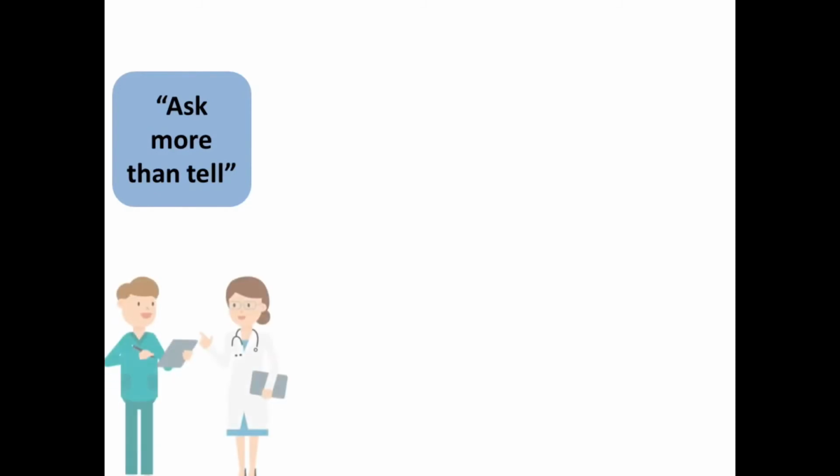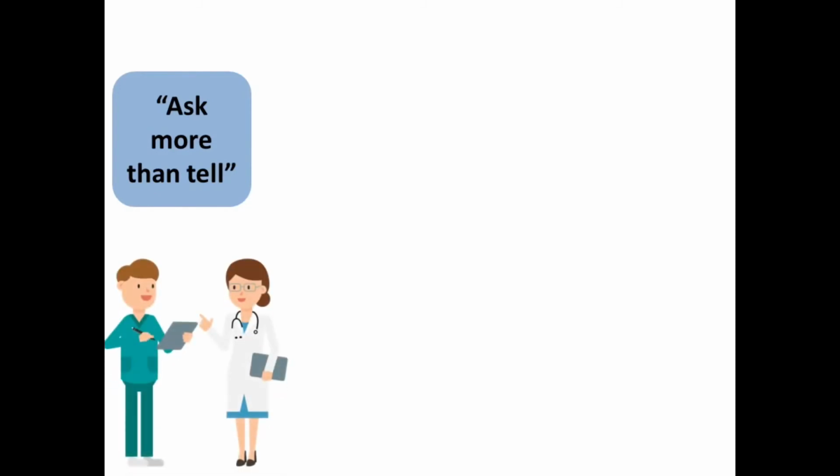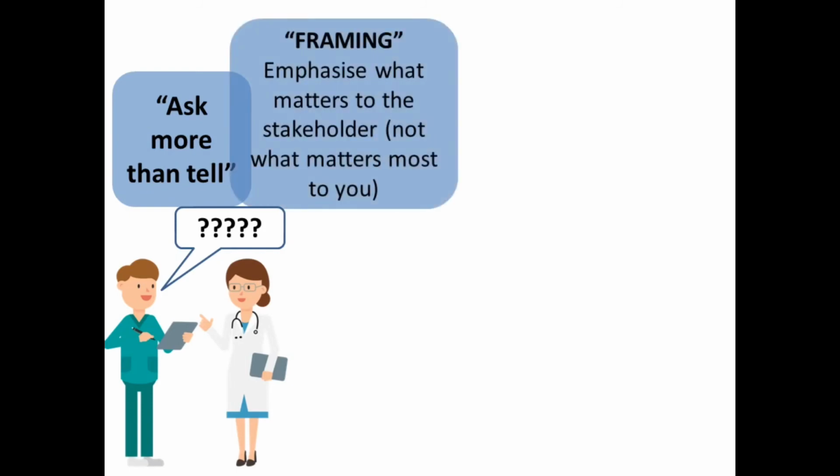The alternative to this approach is to start the process by asking more questions than giving information. And by doing this, you can develop an understanding of what's most important and what the primary concerns of each individual stakeholder are. This in turn allows us to begin framing our message in a way that's likely to be persuasive based on what we know our stakeholders are concerned about.